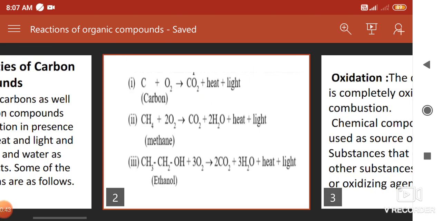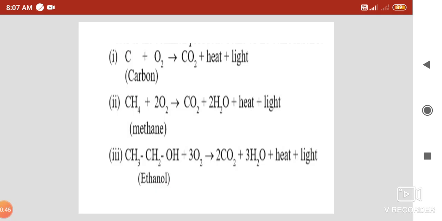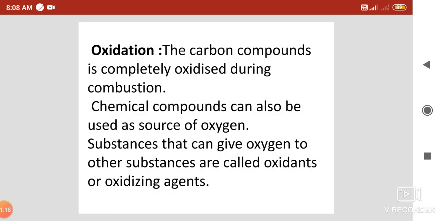Let us see some reactions where the carbon compounds undergo combustion and form carbon dioxide and water as common products, and similarly they emit heat and light. So you can see methane as well as ethanol, when they undergo combustion, meaning they slowly combine with oxygen, and form carbon dioxide and water as common products, as well as heat and light gets emitted. Then let us see the second chemical property of the carbon compounds, that is oxidation.